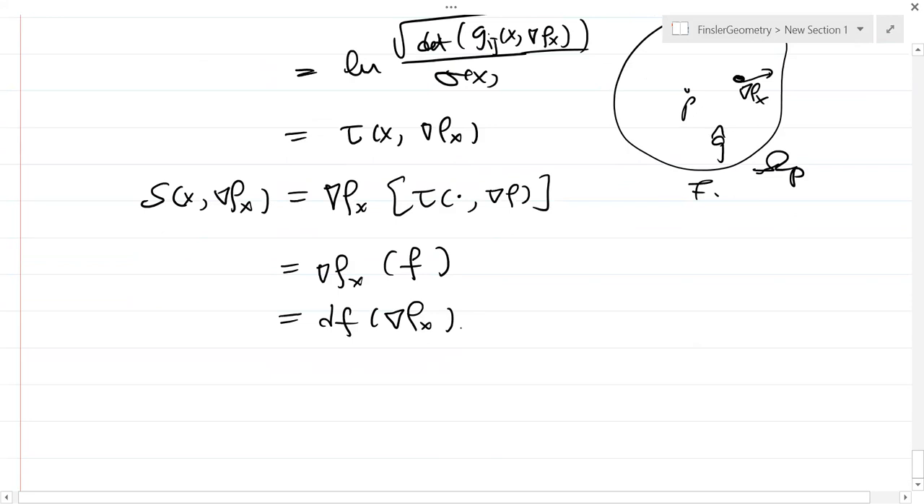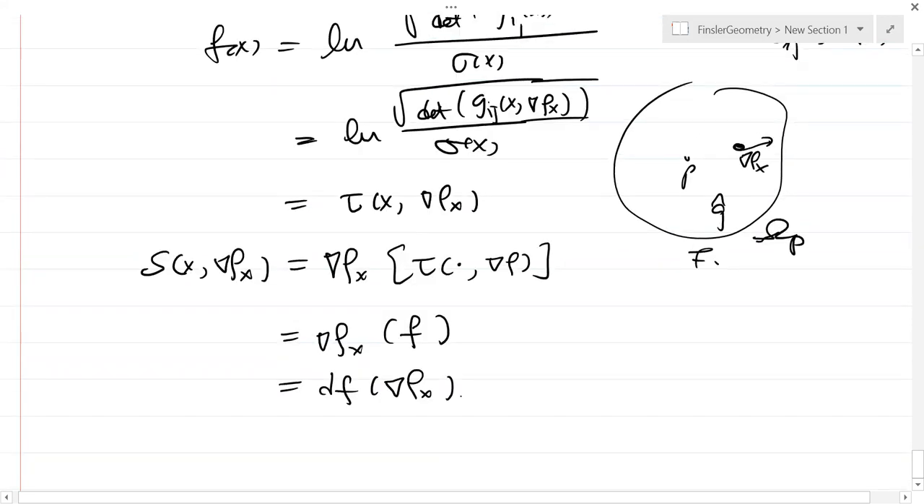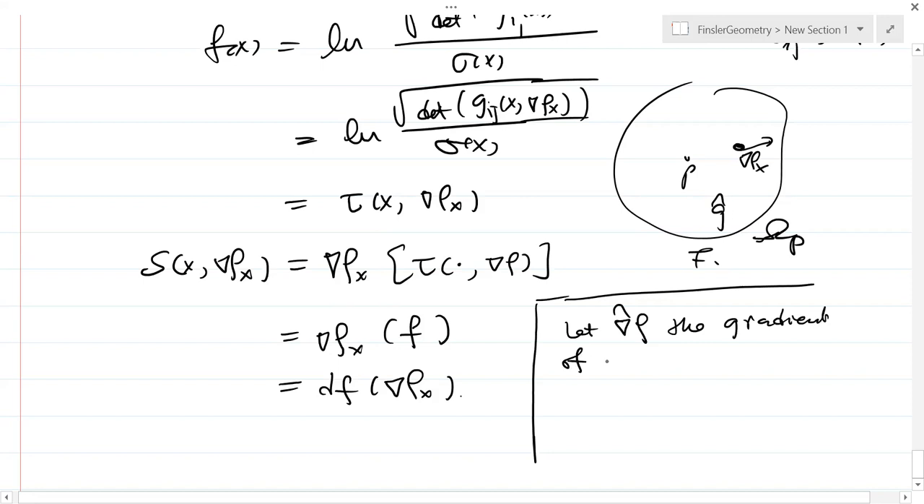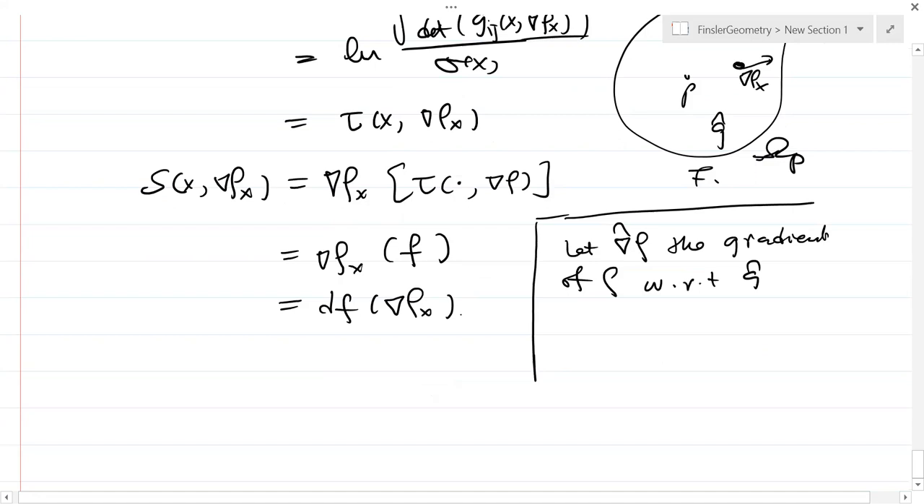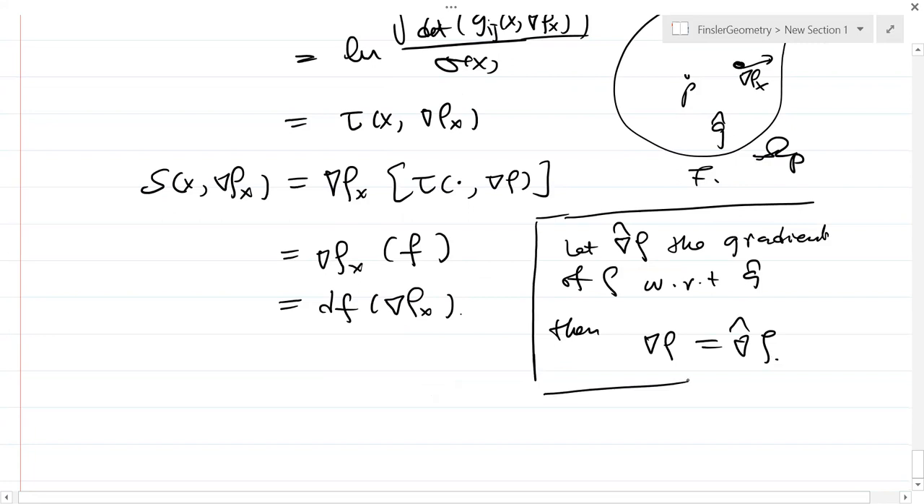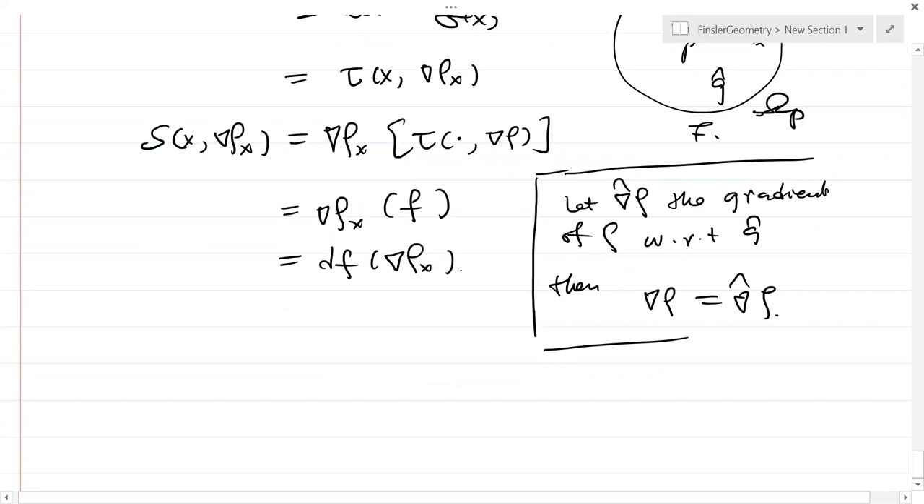By the way, I should mention another fact. If we define the gradient of the same distance function ρ with respect to ĝ, then a simple observation shows that these must be equal. Great. So now the S-curvature in the direction of the gradient is nothing but just df evaluated in that direction. And how about Ṡ? Same, Ṡ is going to be the gradient of this and the S-curvature.